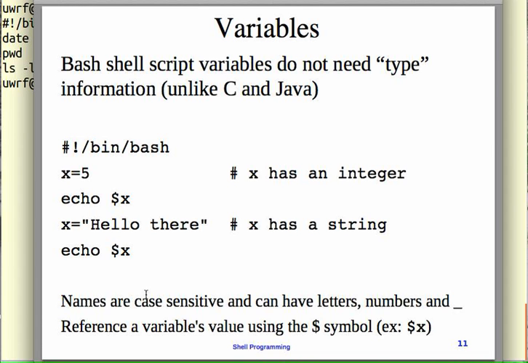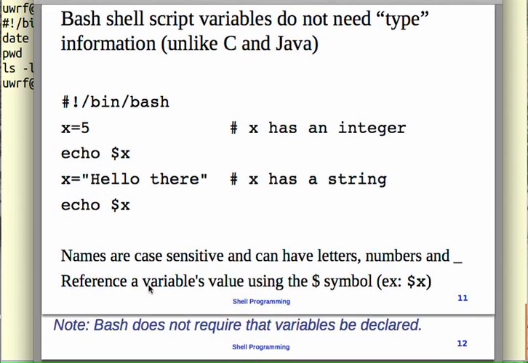Names are case sensitive and can have letters, numbers, and the underscore character. When you reference a variable's value, use the $ symbol. So if you want to use x, if you want to read what's in there, you have to say $x.